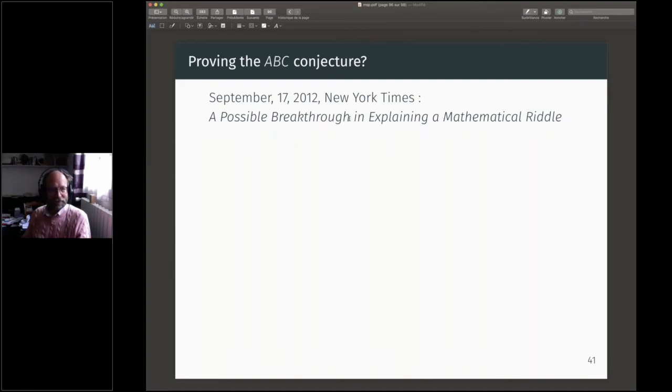In the New York Times, there was a big title: possible breakthrough in explaining a mathematical riddle. It was about a Japanese mathematician, Shinichi Mochizuki, who had announced a proof of the ABC conjecture using a theory that he had developed in the previous years, a theory which takes an incredible number of pages to develop. But the story did not go very well.